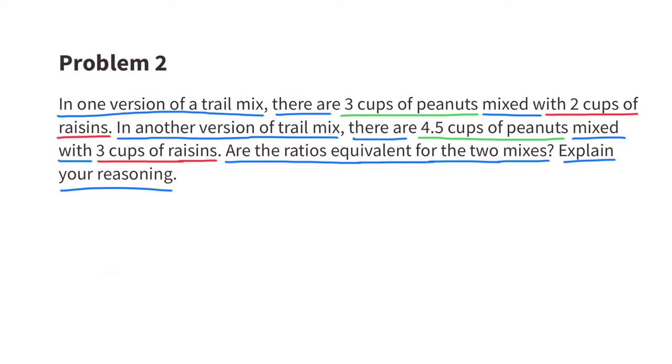Number 2. In one version of a trail mix, there are 3 cups of peanuts mixed with 2 cups of raisins. In another version of trail mix, there are 4 5/10 cups of peanuts mixed with 3 cups of raisins. Are the ratios equivalent for the 2 mixes? Explain your reasoning.